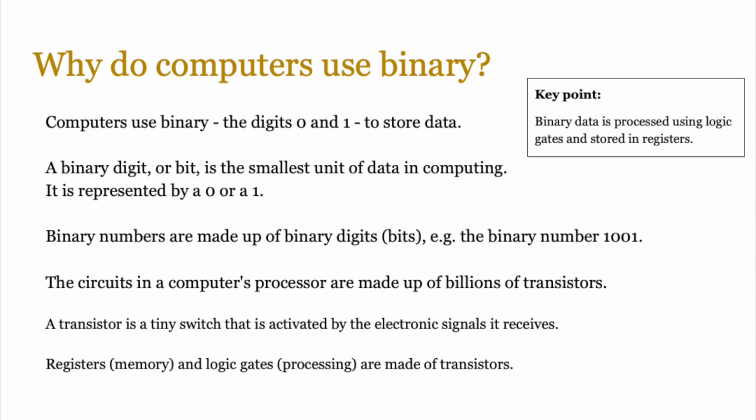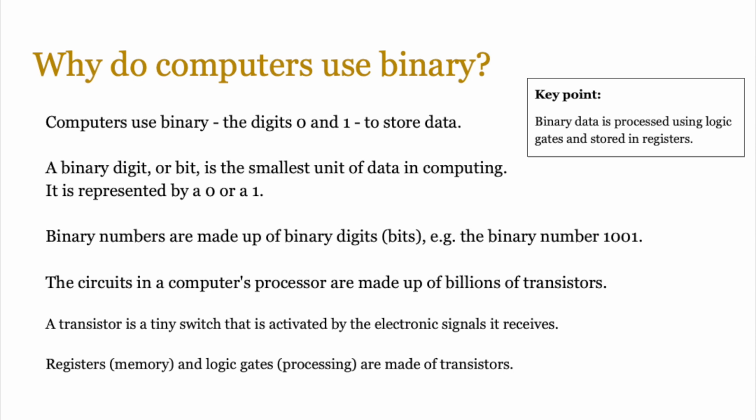So what do you need to remember? Well, the key point is that binary data is processed using logic gates and stored in registers. That's where we're going to go towards. Computers use binary, the digits are 0 and 1, to basically store data, and this data is very useful to us. A binary digit, or its short form, a bit, is the smallest unit of data in computing, and it's basically a 1 or a 0.